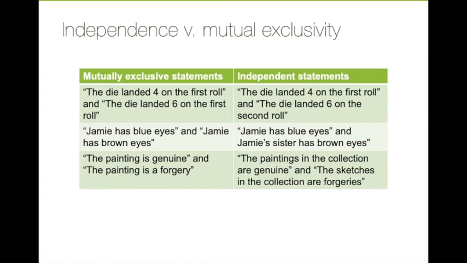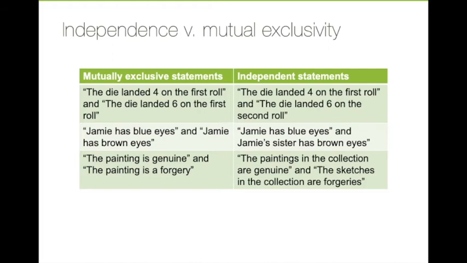Now let's look at the next pair. The sentences Jamie has blue eyes and Jamie has brown eyes are mutually exclusive. It's impossible for both Jamie's eyes to be blue and for them both to be brown. That's not how eye color works.